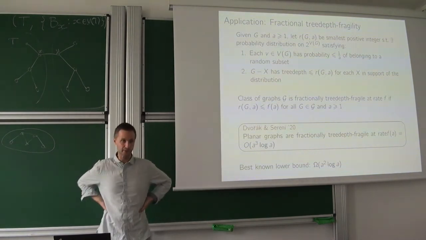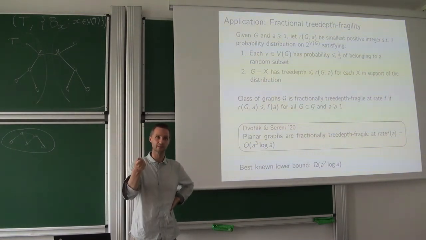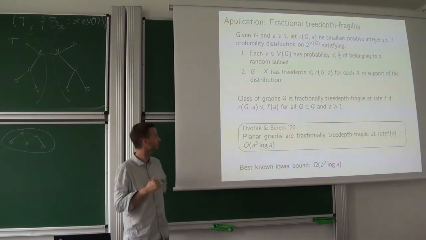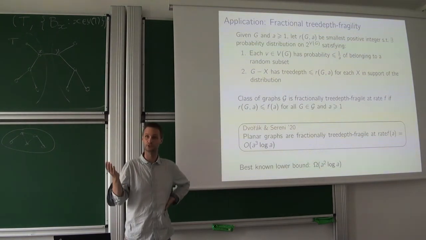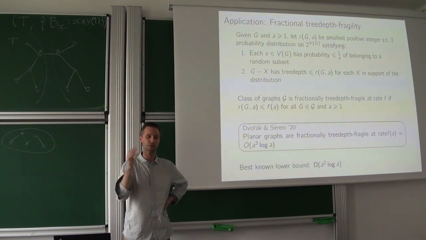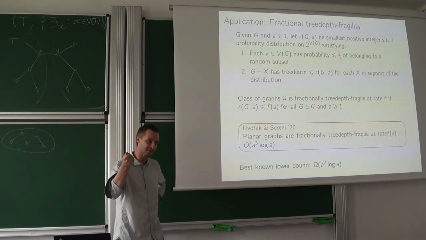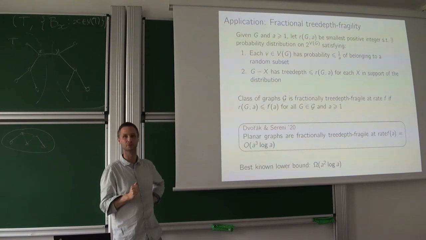And the idea is that, well, you take a random subset and then you remove it from the graph. And the second property you should achieve is that when you remove your random subset, you should have small tree depth. It's about tree depth here. So you take a random subset, and when you remove it, you should have small tree depth.